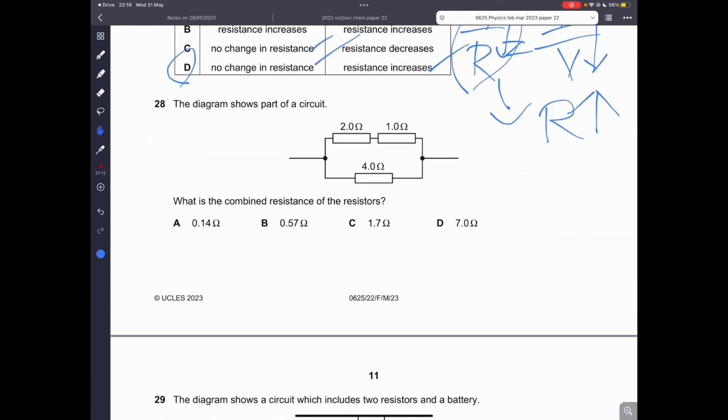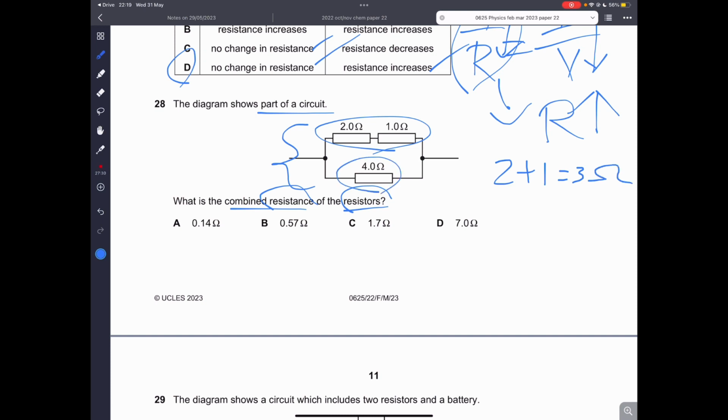Question 28. The diagram shows part of a circuit. What is the combined resistance of the resistors? Now here we can see there is series as well as parallel. So always go for the series first. So 2 plus 1 is equal to 3 ohms. That's the total in series. Now this 3 ohms, we have to work out for the parallel now.